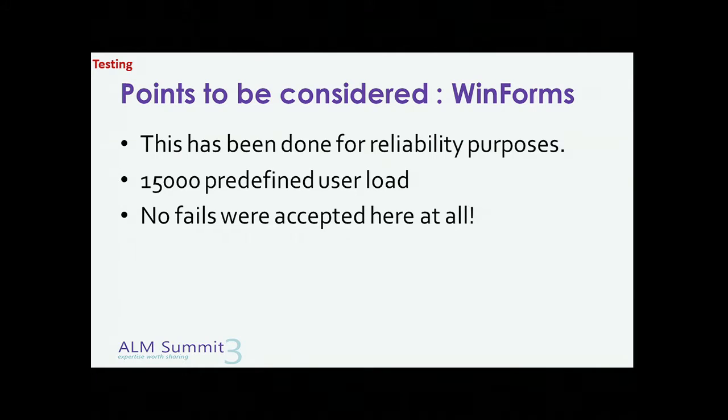While for the WinForms, the main concern was to assure the system reliability and availability. Additionally, it was very important to make sure that no failures would happen for any single user. Why? Simply because any failure for any single user out of the 15,000 judges would mean that we would lose the result of a full voting center.